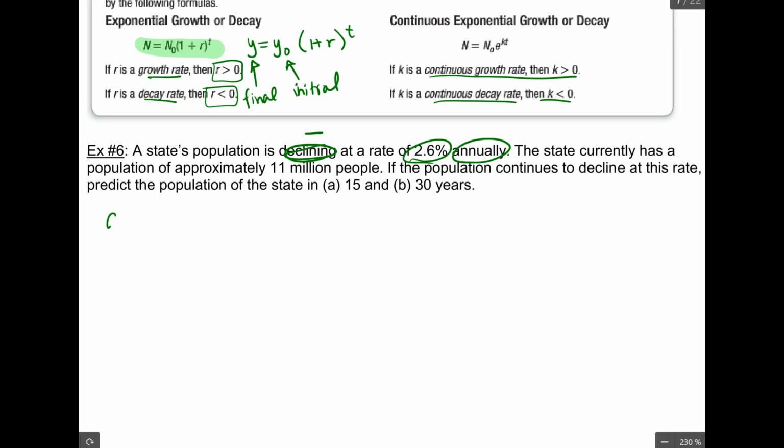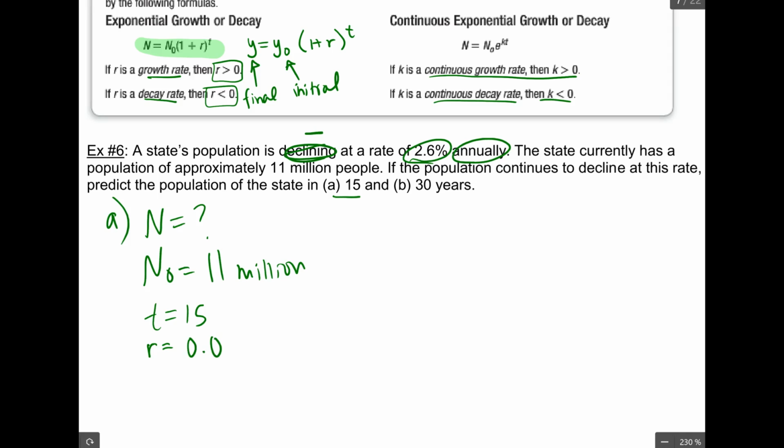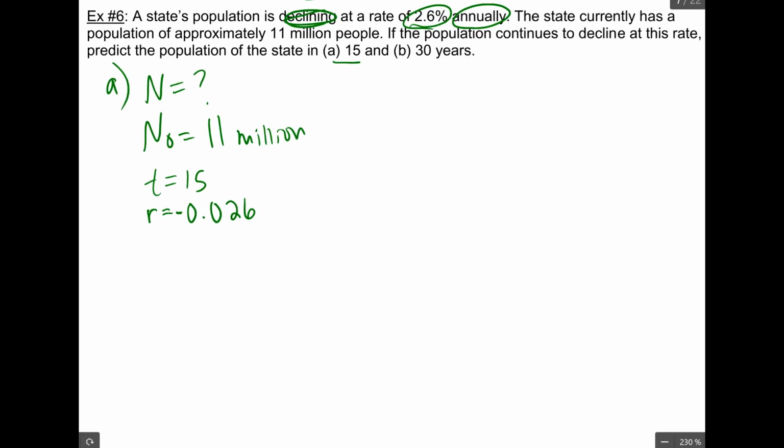All right, so part A is the 15 years. So I'm looking for the final, right? The final population. I know my initial is 11 million. I know my time is 15 years. My rate, well, let's see, 0.026, but it's a negative because I'm declining. I can fill in all of this.